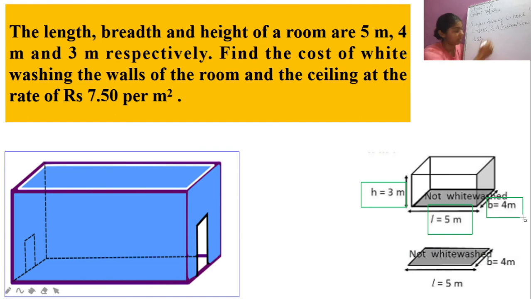Okay, so we have length plus breadth into height, this is the lateral surface area, and we will add the top part of the room, which is length and breadth. Okay, so calculate it, substitute the values. Height is given to you as 3 and the length is given. So do it students, calculate the answer and tell me what that is.